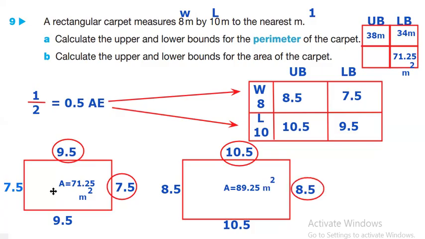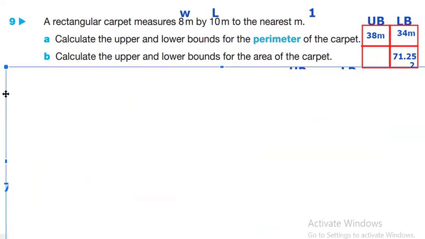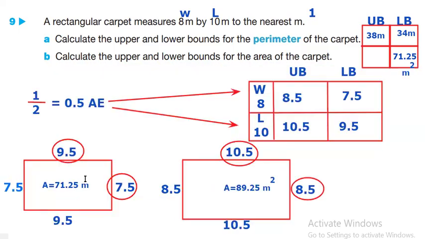So by that, we found the upper bound for the area and the lower bound for the area. Let me put this here and write meter squared here so we don't get confused, okay? So the lower bound of the area is this one, and the upper bound area is this one. So this one is 89.25, same idea, meters squared.